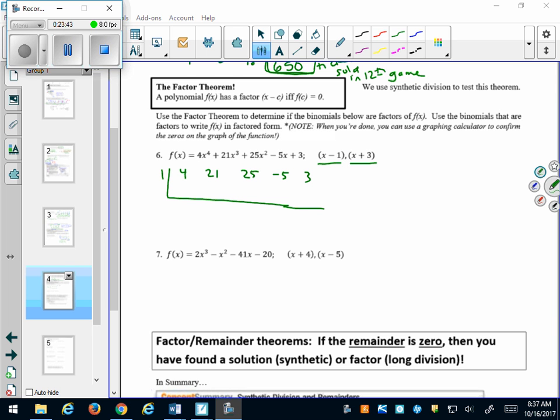Okay, so when we're testing x minus 1, we put a positive 1 on the outside, and this is what we should end up with. So I got a 48 as a remainder. Is x minus 1 a factor? No. If you get a remainder, then no, it's not a factor. That's basically what we're using the factor theorem for here. To test x plus 3, I'm going to put a -3 on the outside, and I'm going to do the same thing.